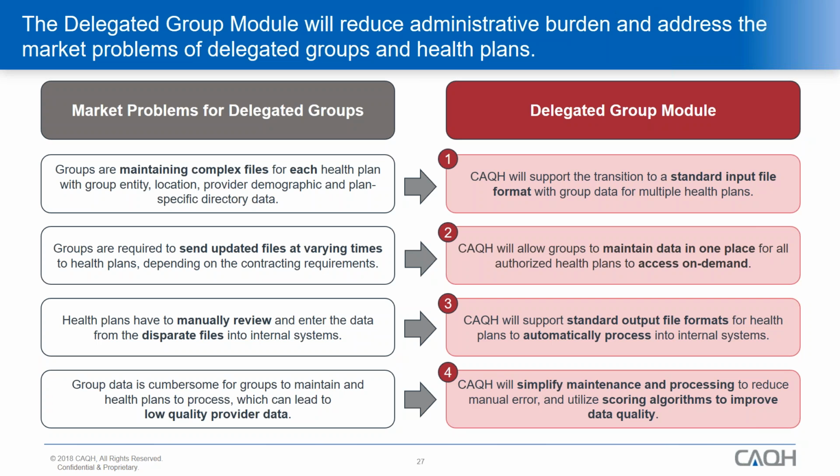So on the right-hand side, let's take a look at what our module hopes to accomplish. We want to create a standard input file format. And again, standards are good for everybody. Just make sure that the information is aligned, everyone's on the same page, and you can build processes around it. CAQH will allow groups to maintain all of that data in one place and allow health plans to access it on demand. So they don't have to send an email, they don't have to reach out to their group's contact, they'll have access to it on demand.